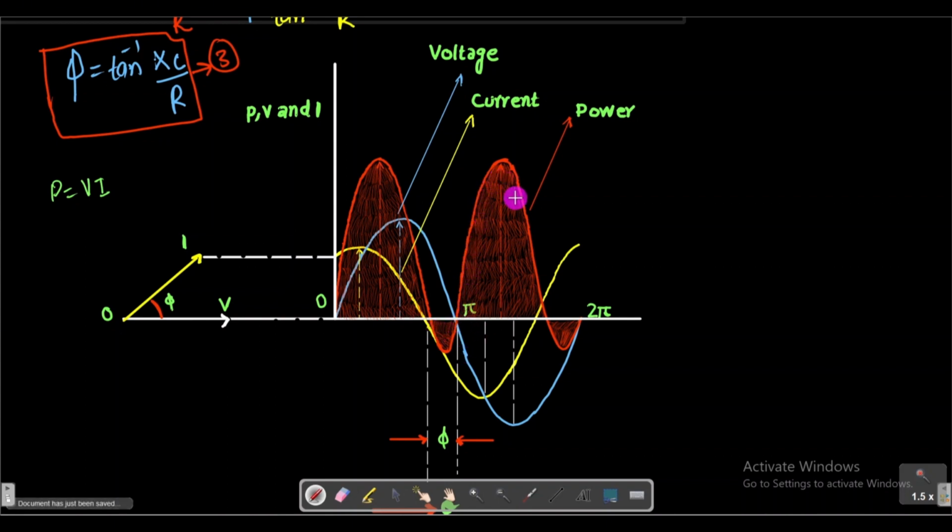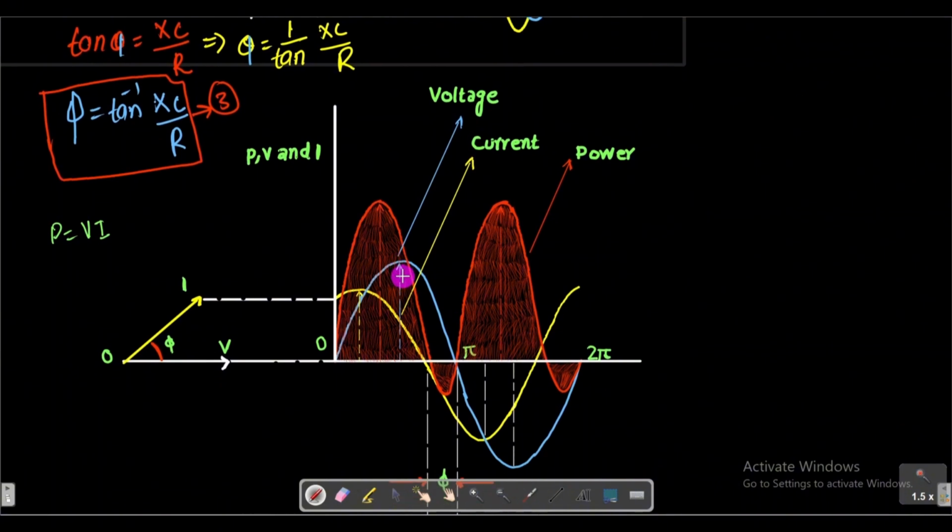Again, the more power is delivered by the source to the components of the RC circuit, and the less power is delivered by the components of the RC circuit towards the source. So if we add that, the power will give us a positive value, because the negative parts are very small. They do not cancel the positive side, so the resultant power will be positive.